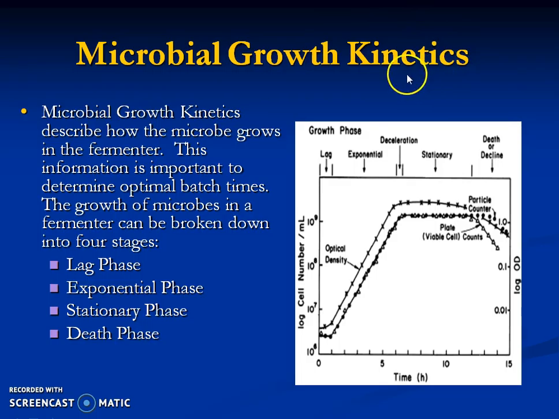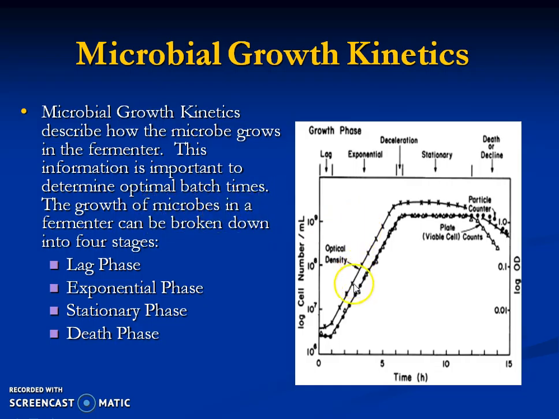As we all know, kinetics is anything which is related to time. So when it is growth kinetics, it is related to what the cell number is and how it varies with time. Now this information is very important to determine the optimal batch times during the fermentation processes which we use for the production of the fermentative products. Industrially, this study has great significance as it helps us to determine the optimal batch time.